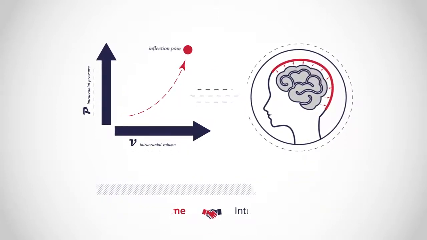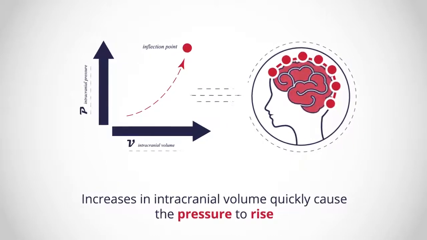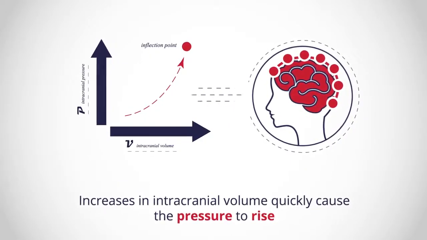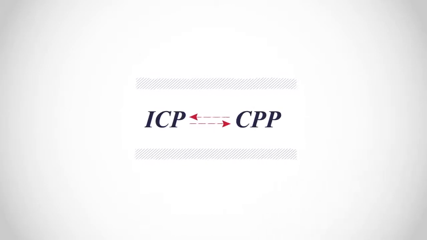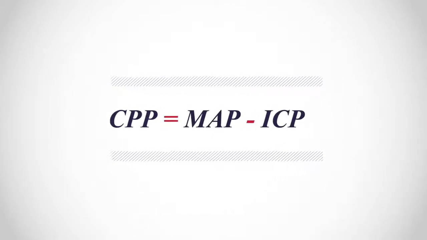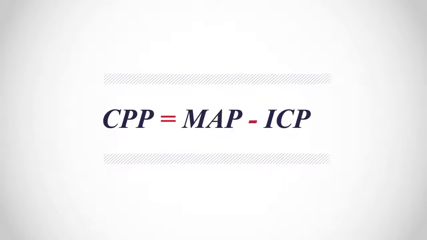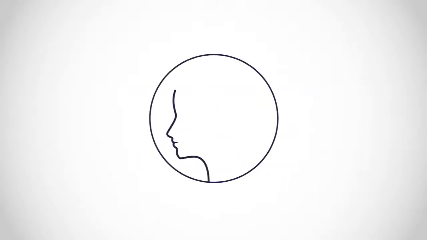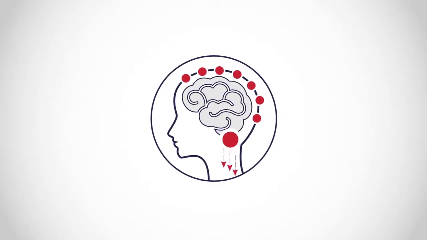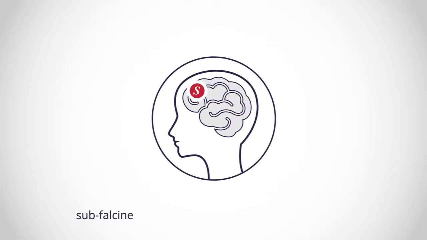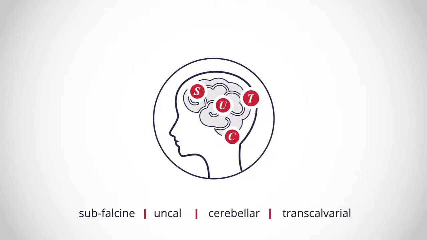Eventually, an inflection point is reached, and increases in intracranial volume quickly cause the pressure to rise. Changes in ICP are critical because they can decrease cerebral perfusion pressure, which is usually equal to mean arterial pressure minus the ICP. Eventually, elevations in ICP become catastrophic and the brain will herniate. Herniation can occur as subfalcine, uncal, cerebellar, or transcalvarial.